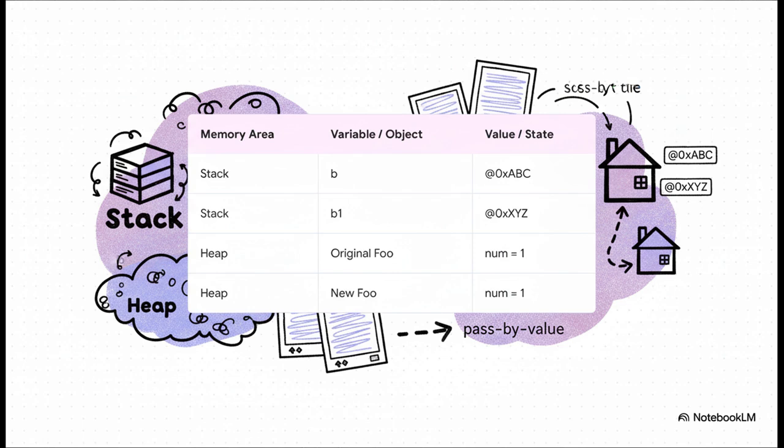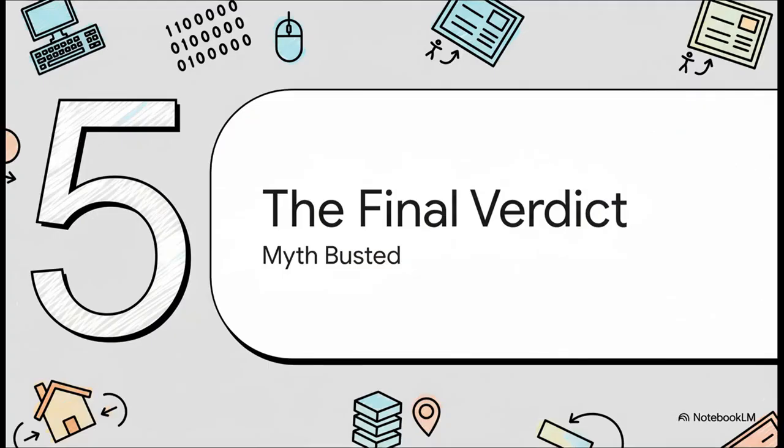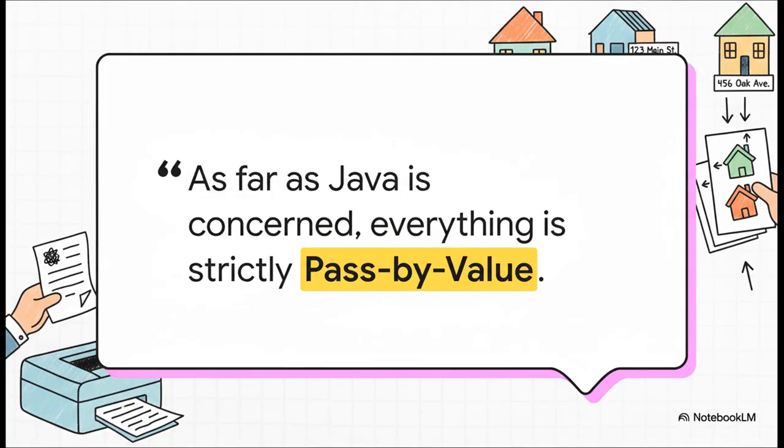This is a really key design choice for safety. A method can't just secretly swap out the object you passed in. So, having examined primitives and objects and that critical difference between modifying and reassigning, we can now put it all together and deliver the final verdict on this long-standing Java myth. And the conclusion is clear and unambiguous. As the source material from Baeldung puts it, as far as Java is concerned, everything is strictly pass by value. There are no exceptions to this rule.